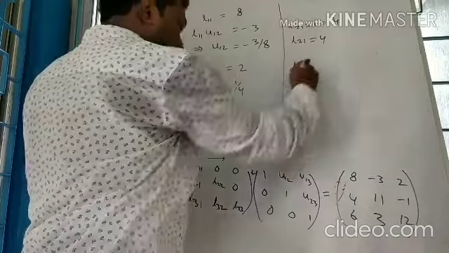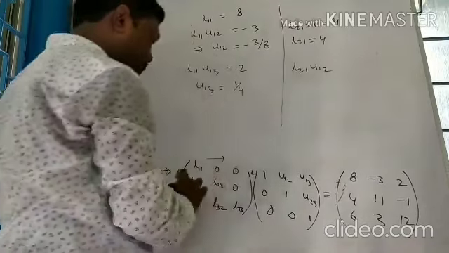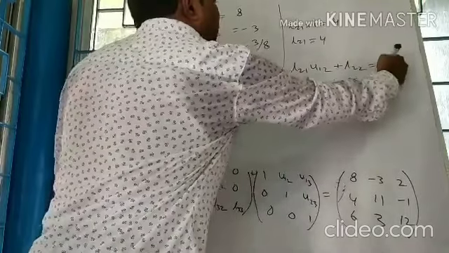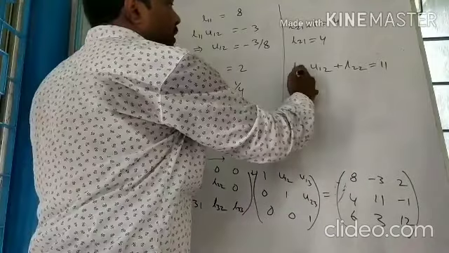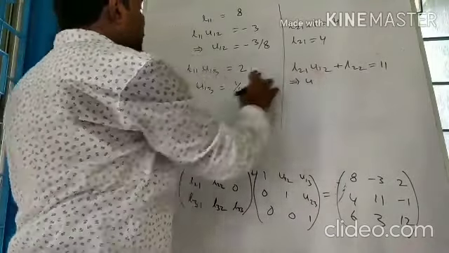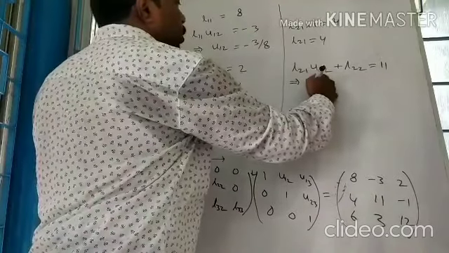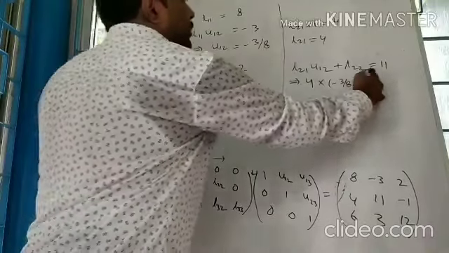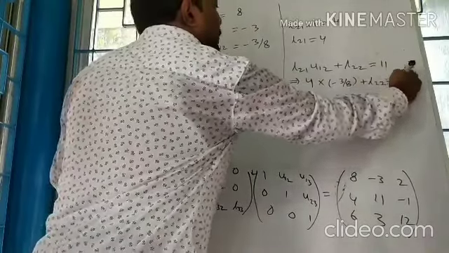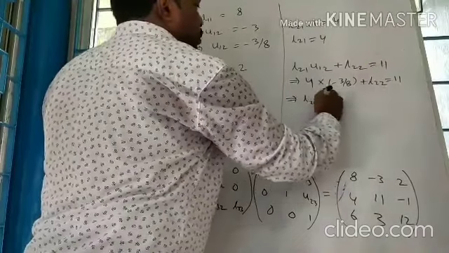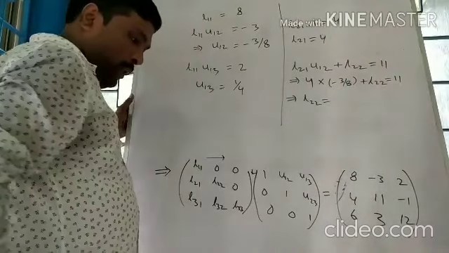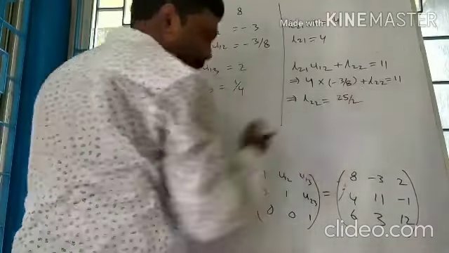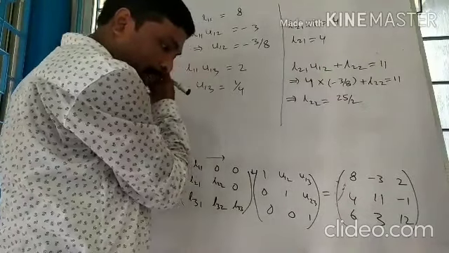So L21 into U12 plus L22 equals 11. Now, L21 is what? L21 is 4. U12 is minus 3 by 8. So 4 into minus 3 by 8 plus L22 equals 11. So calculate L22. L22 is 25 by 2.